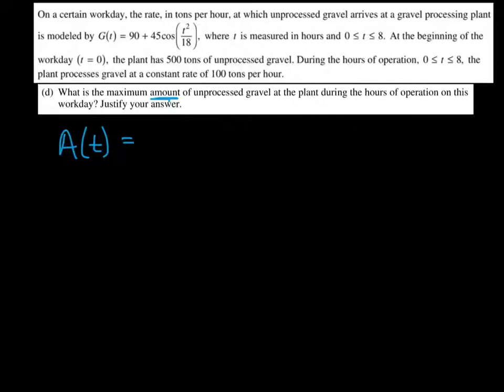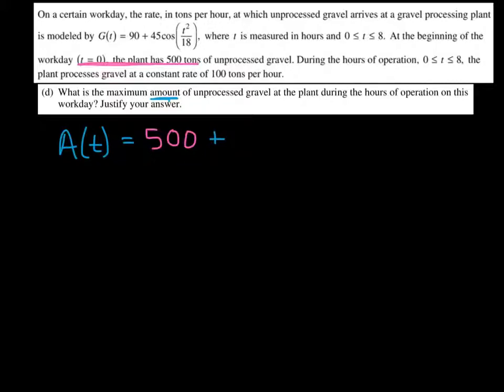So, all right, first of all, they gave us this information that at t equals 0, we started with 500 tons of unprocessed gravel. So that's my starting value, 500. And then I'm going to add on to that the amount that is in the, I don't know, what is it called?